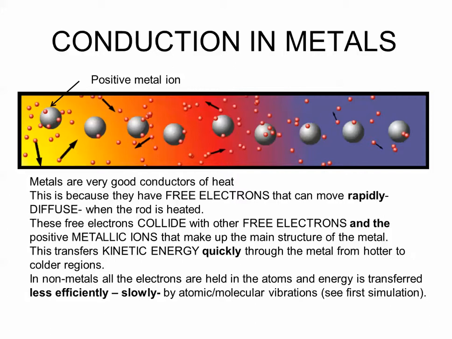And as I said before, in non-metals the electrons aren't there, they're tied, bonded to their atoms, and so they're not free to move, so it can only be collisions of atoms with atoms, and that's much slower. Just a quick note, an ion is something which has a charge. So the metal ions are positive because they've lost electrons, and the electrons are actually negative ions, because they're negatively charged particles.